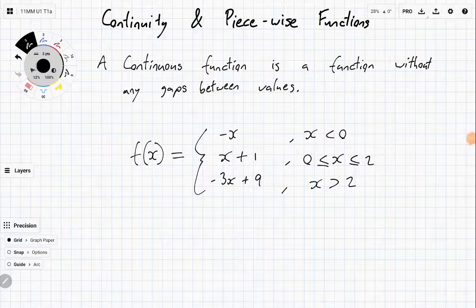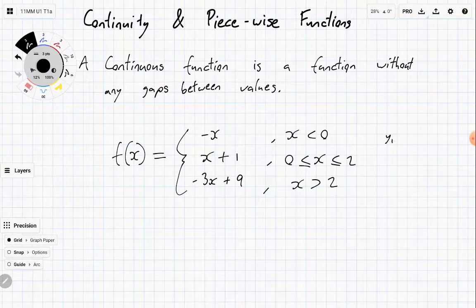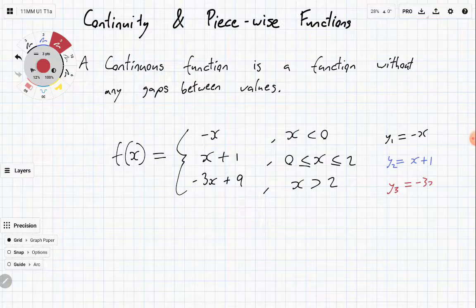f of x is equal to negative x while x is less than 0, x plus 1 when x is between the values of 0 and 2, and minus 3x plus 9 when x is greater than 2. So we're going to split this into three pieces. We're going to have y1 is equal to negative x, y2 is equal to x plus 1, and y3 is equal to minus 3x plus 9.